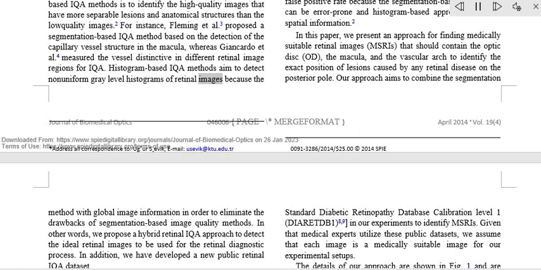Our approach aims to combine the segmentation method with global image information in order to eliminate the drawbacks of segmentation-based image quality methods. In other words, we propose a hybrid retinal IQA approach to detect the ideal retinal images to be used for the retinal diagnostic process. In addition, we have developed a new public retinal IQA dataset. Materials and methods.